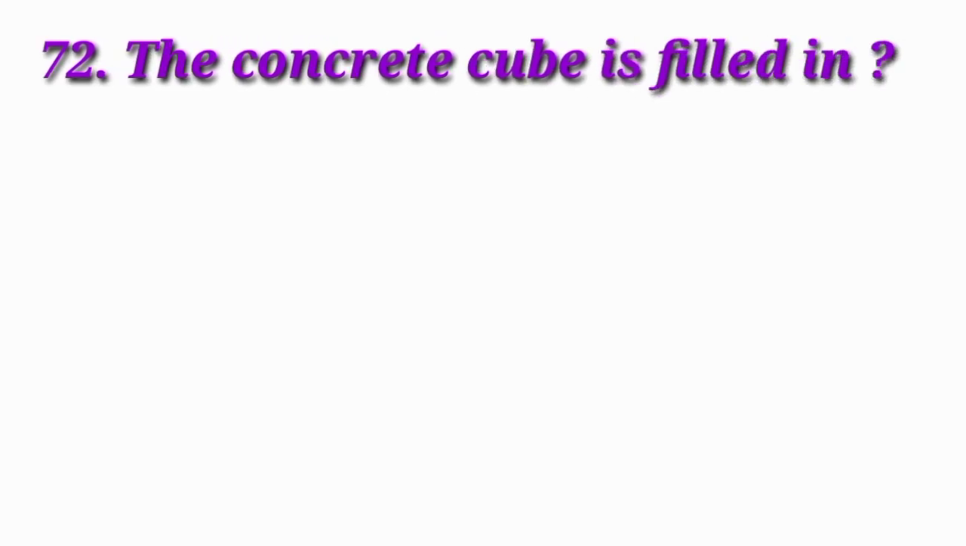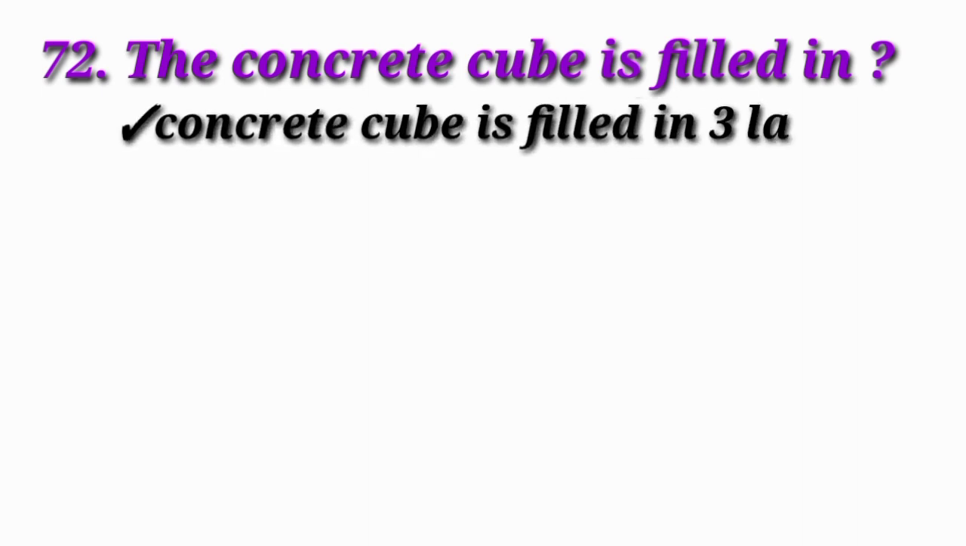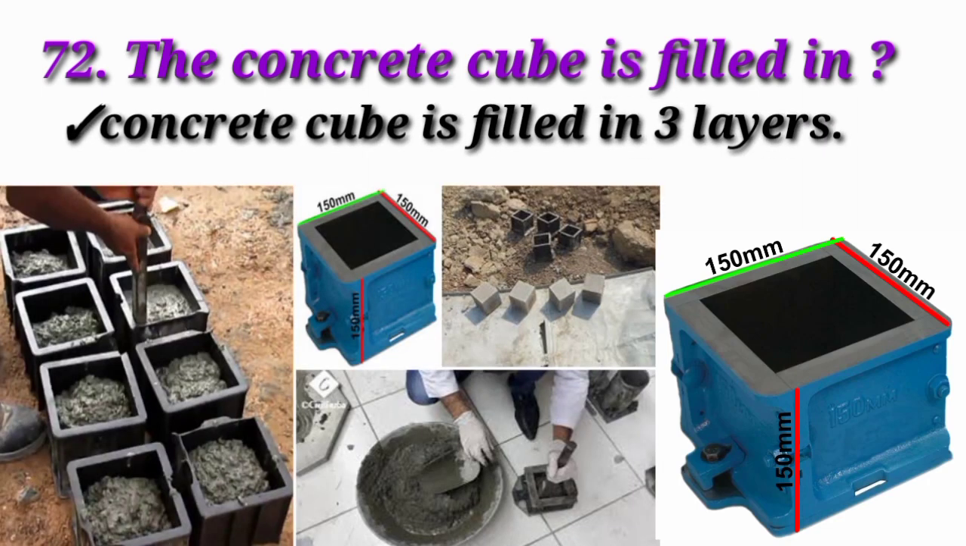The concrete cube is filled in 3 layers. Three layers fill the concrete cube. This is a figure of one layer. So 150 mm by 150 mm by 150 mm. This is the cube size. The concrete cube size is 150 by 150 by 150 mm. This is the concrete cube.